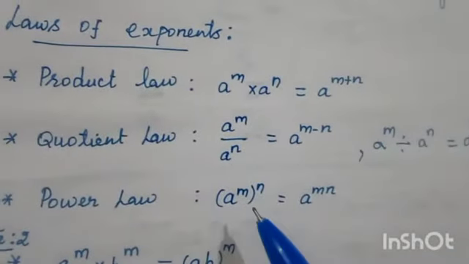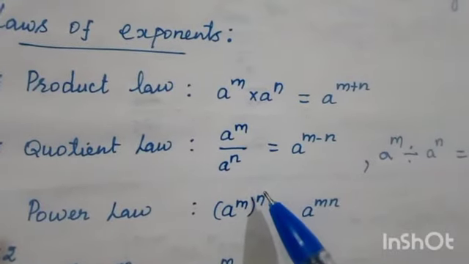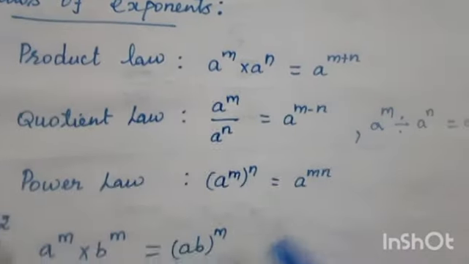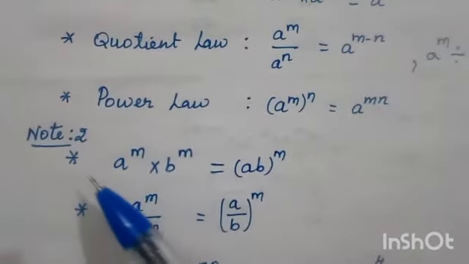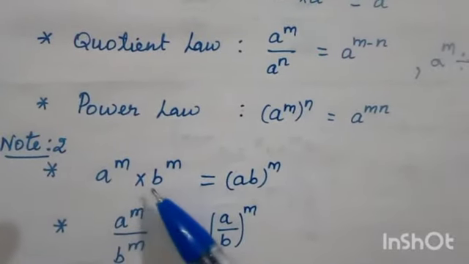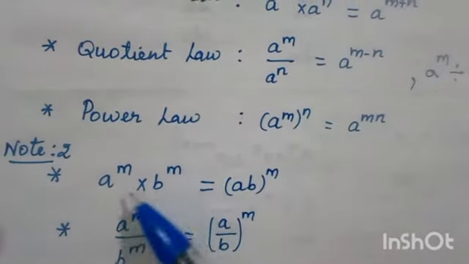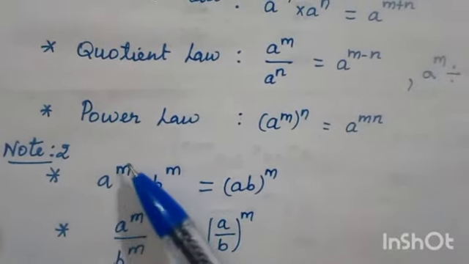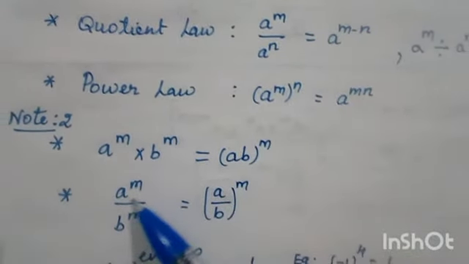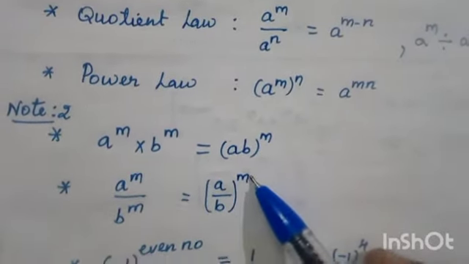Next, the power law: a power m whole power n. How to read this? A power m whole power n is equal to a power m into n. Next, note 2: a power m into b power m. Here the bases a and b are different and the powers are the same, so this is written as ab whole power m. A power m by b power m is equal to a by b whole power m.